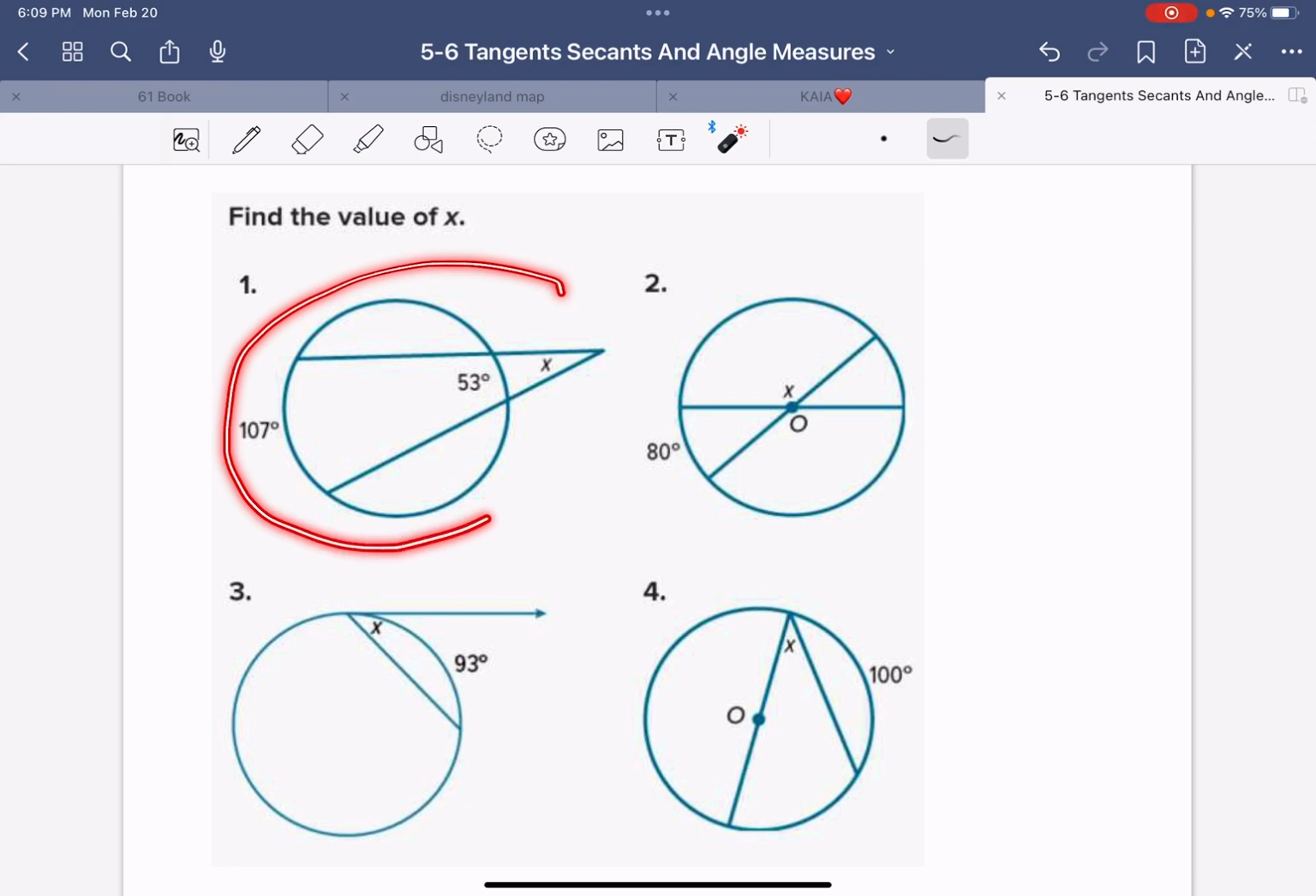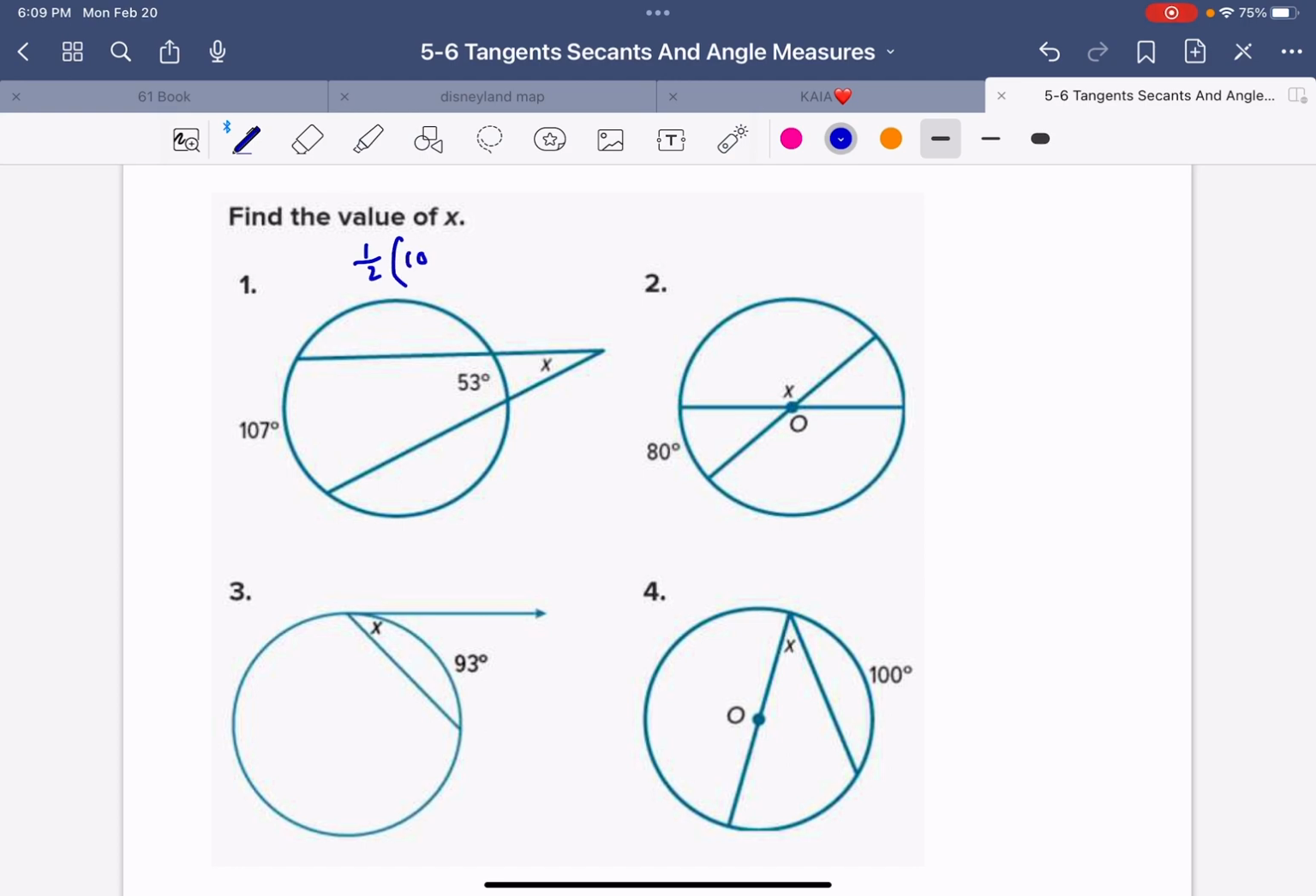So we've got the two secants intersecting on the outside, right? So on this one, we're going to take 1/2 of 107 minus 53. Once again, please show your setup on that one. Okay. And then just use your calculator to compute the answer. Should get 27 for x.